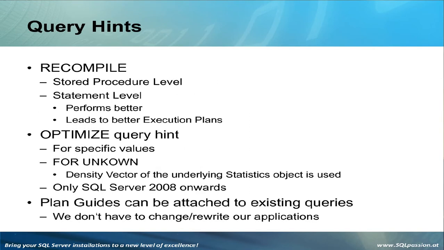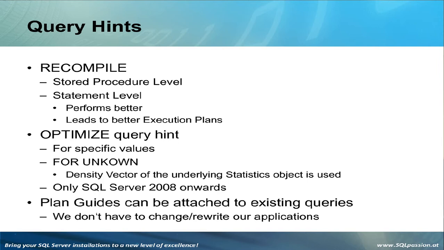What query hints do we have? Recompile. Instead of using the cached plan, we're just recompiling the plan so that we're getting a new one, optimized for the current input parameter values that we are providing. So the first step, when you're retrieving all your customers from Austria, we're getting a bookmark lookup. Very, very selective result. When we are returning all our customers from Poland, SQL Server recompiles that plan and we are getting a table or clustered index scan because we are over the tipping point.